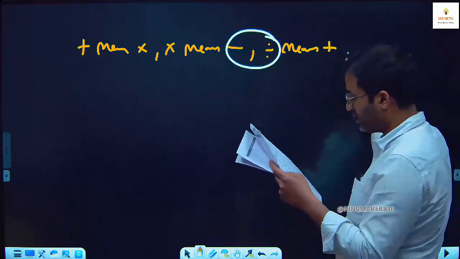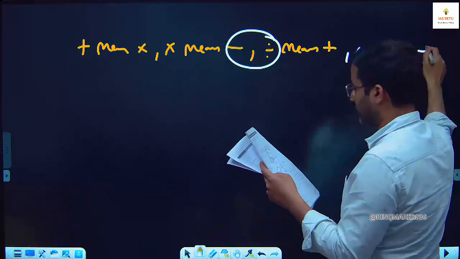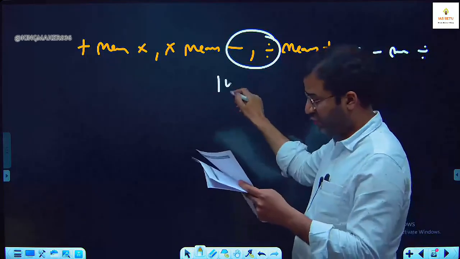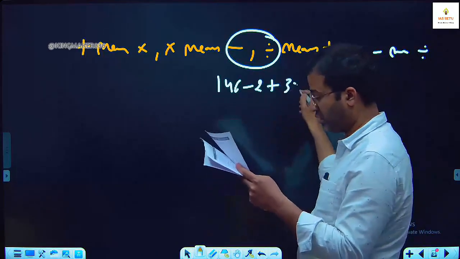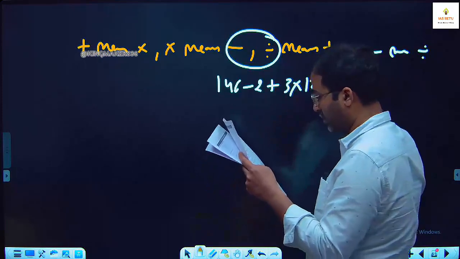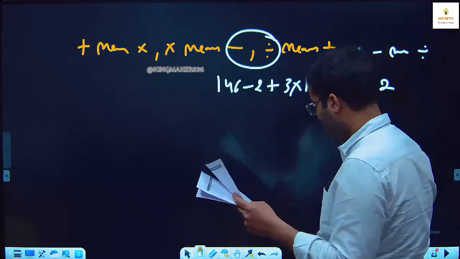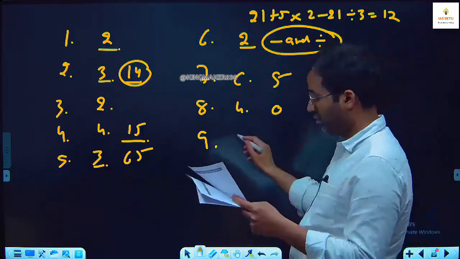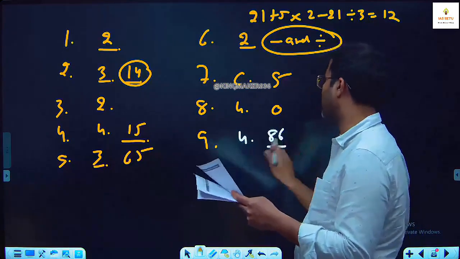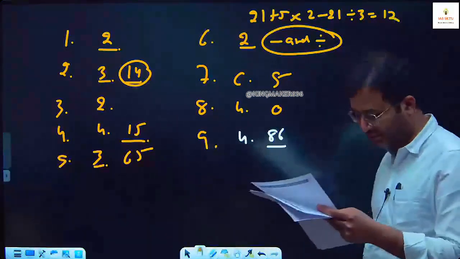डिवीजन मीन्स प्लस एंड माइनस मीन्स डिवीजन। देन 146 माइनस 2 प्लस 3 मल्टीप्लाई 123 इंटू 5, ठीक है, प्लस 2। Here answer will be 486. After this correction, your answer will come 486.